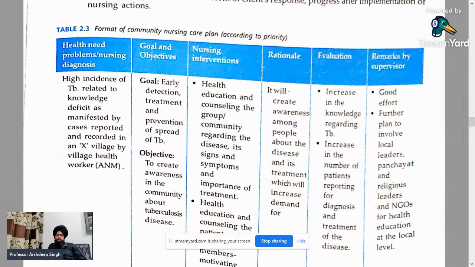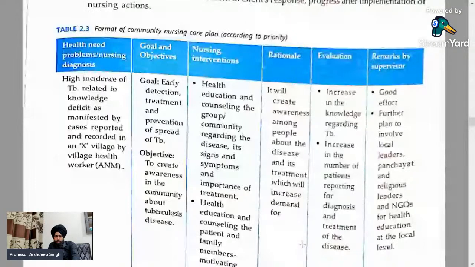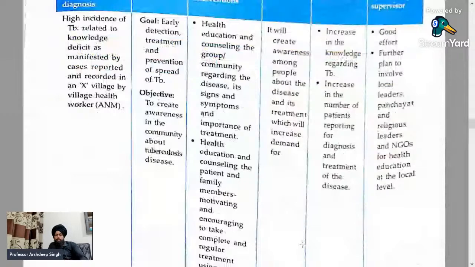Okay, so our objective will be to create awareness in the community about the tuberculosis disease. And next is nursing interventions. Depending upon the type of nursing diagnosis, we will plan for interventions like health education and counseling of the group, so that we can provide information to the community related to the specific disease, that is TB. And next, about the different signs and symptoms, health education and counseling of the patient and the family members. So these are the types of intervention that we plan for the person who is knowledge deficient related to the specific disease.